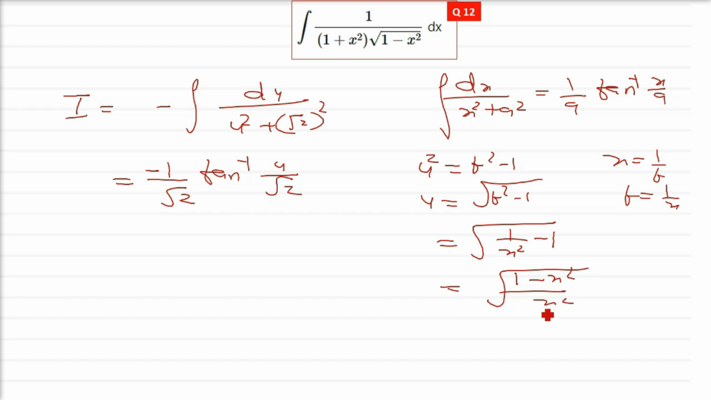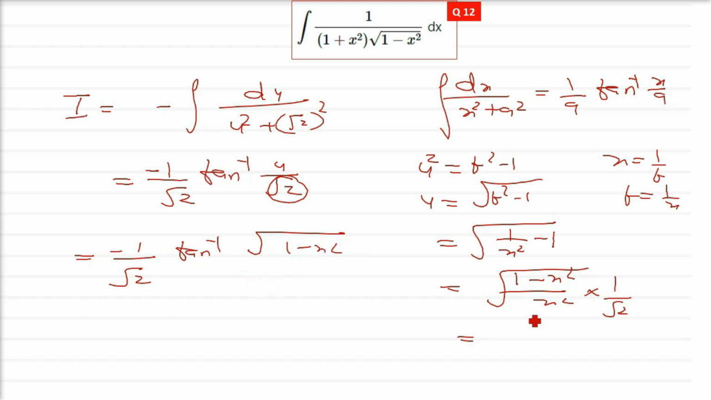Now we have u by root 2. So this u will be multiplied by 1 by root 2. So anything which is inside root, two things can be multiplied. So let me write it finally: negative 1 by root 2 tan inverse, under root 1 minus x square will remain like this, and in the denominator it will be again inside the root, but it will be 2x square, plus a constant of integration. This is your final result.